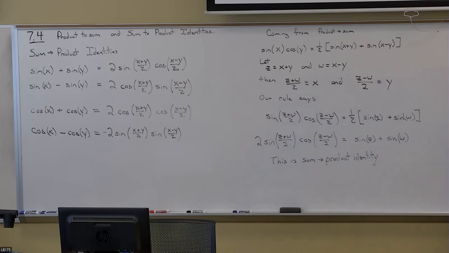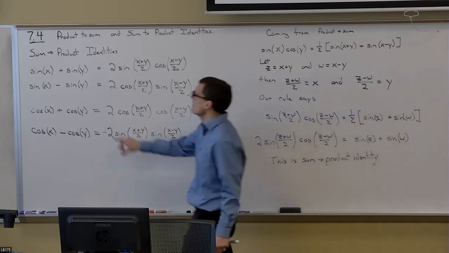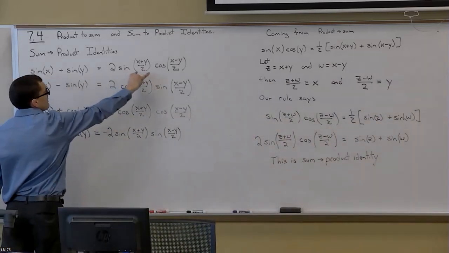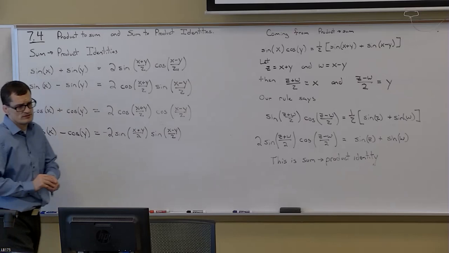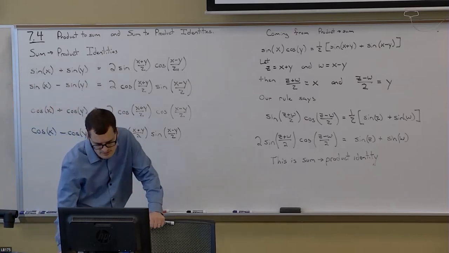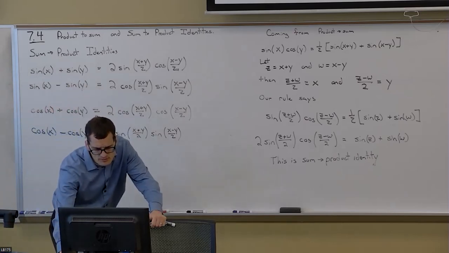And if you do this exact same thing for all your product to sum identities, you get all of your sum to product identities. Everybody follow that? So now we have this exact same identity we have over here, our top one, just with different letters, obviously. The letters don't mean anything. You can change the letters around and play with them.